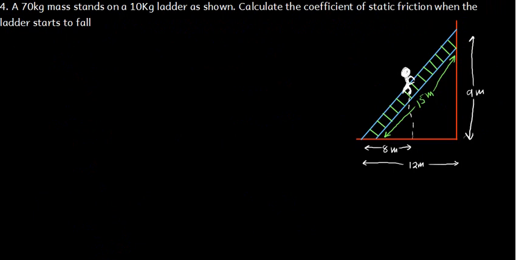Alright, now let's consider a last practice question here. A 70 kg man stands on a 10 kg ladder as shown. Calculate the coefficient of static friction when the ladder starts to fall. Now firstly, what are the forces acting on the ladder? Here we have the ladder like that. Of course, the ladder itself has got a weight force.